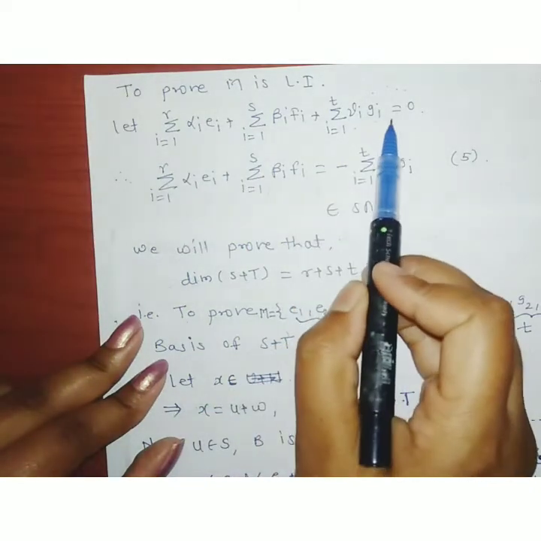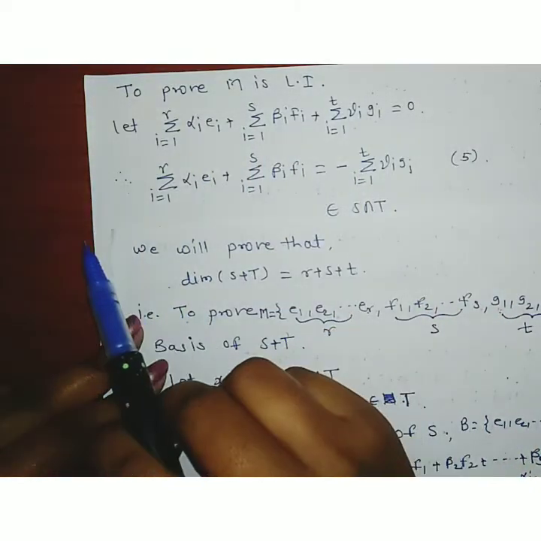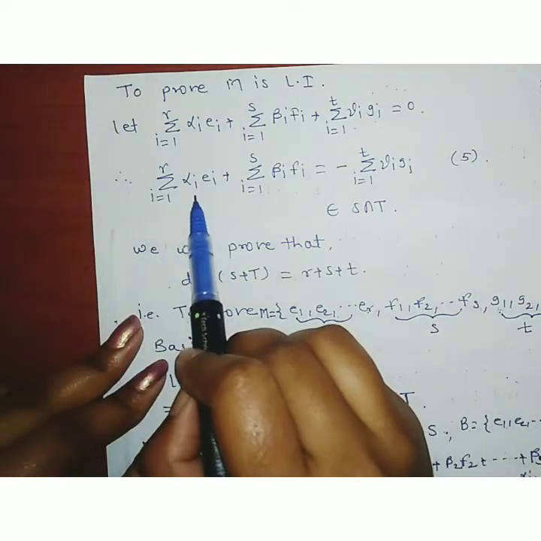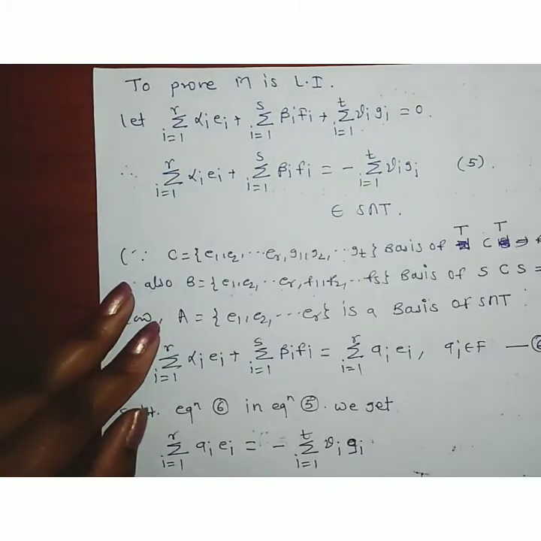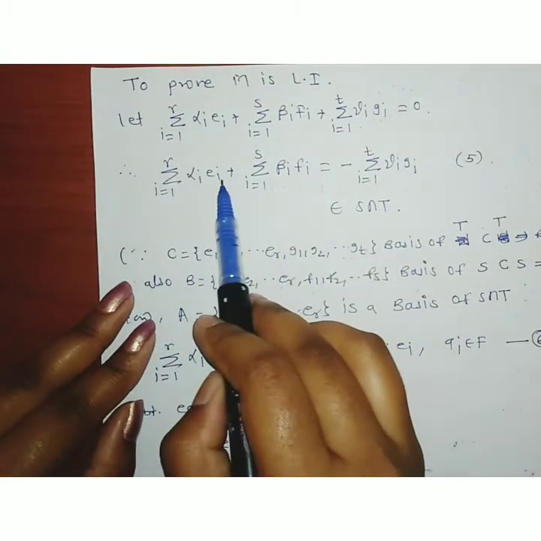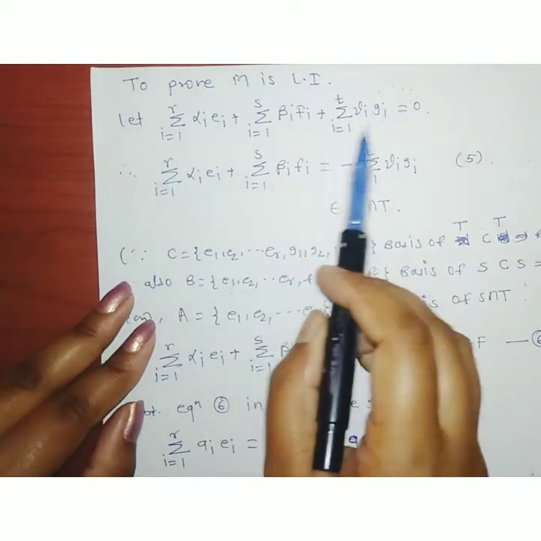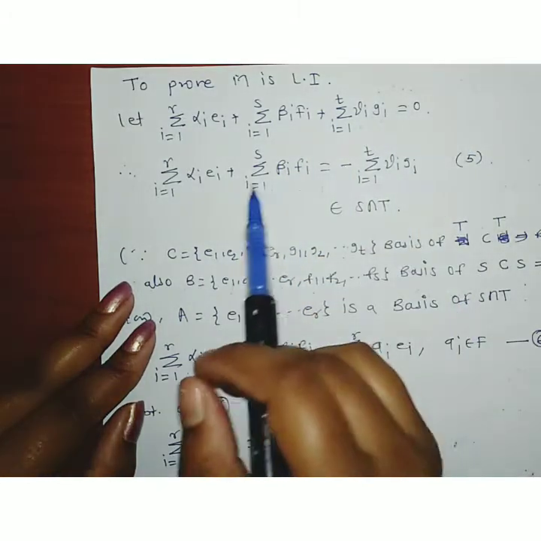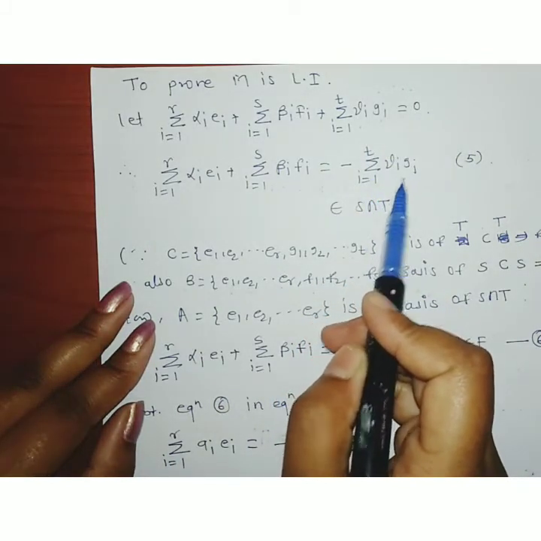Now we have to show that all these scalars must be 0. Now consider the summation of alpha i ei as it is plus the summation of beta i fi as it is, and put the last term on the right side. Therefore, this is equal to minus the summation of gamma i gi.